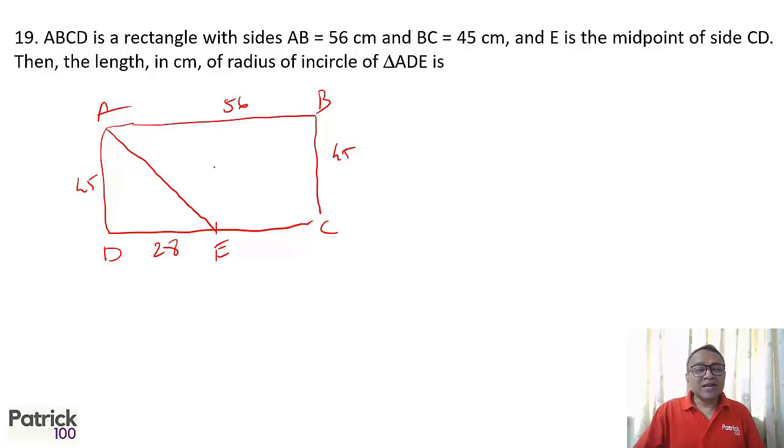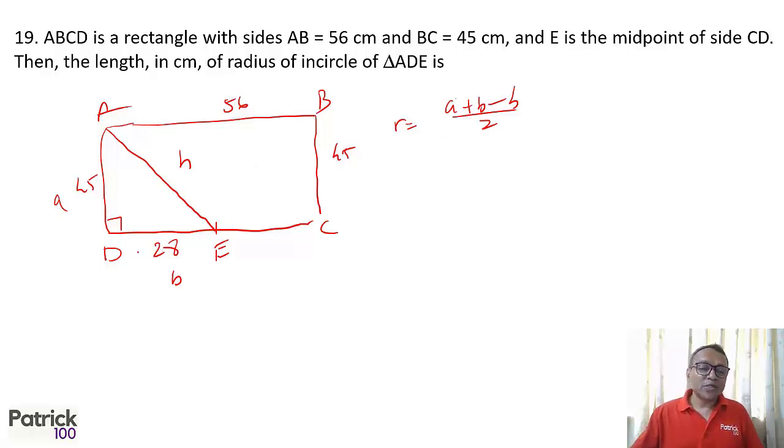Inradius is a concept which has come before. Circumradius, inradius, important concepts you should know, and if you know them, then this sum becomes extremely easy. You can use the inradius formula, or there's a direct formula for a right angle triangle: if H is the hypotenuse, the inradius is (A plus B minus H) upon 2.